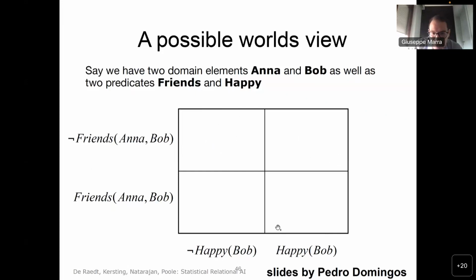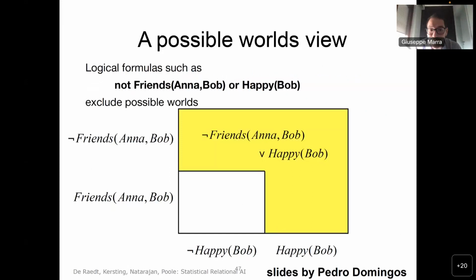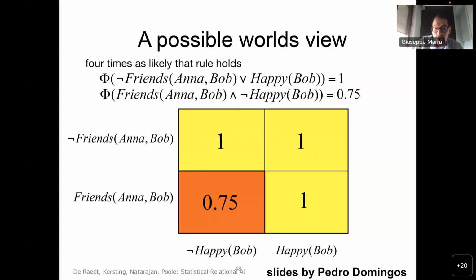So usually, if you pick a rule like this and consider it in the standard SAT setting, you are interested in the worlds in which either friends Ann Bob is false, or happy Bob is true, and you can find them. So here there are two states: either a world is a model or it is not a model. What Markov logic does instead is weight them, telling them, okay, if you satisfy the rule, then those worlds are more probable than the others, but the others are not completely ruled out. They are just less probable.